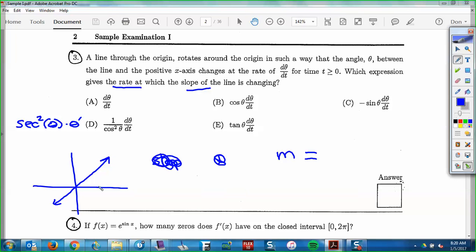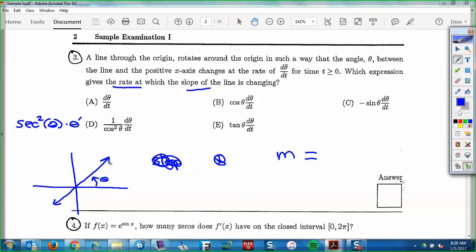And it's rotating around the origin. So it's going this way, in such a way that the angle theta between the line and the positive x-axis, this is the angle theta right here, right? And this line is rotating. Well, that's just like trig. That's unit circle. Starts here on the positive x-axis, rotates up. So that's really all we're talking about.